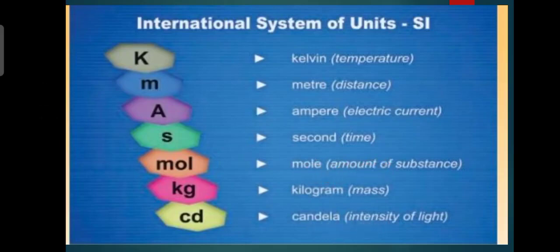Kilogram, kg, is used to calculate mass, which is a measure of the amount of matter in an object or substance. Next one, last one, candela. Candela, cd, is a measure of luminous intensity or brightness.